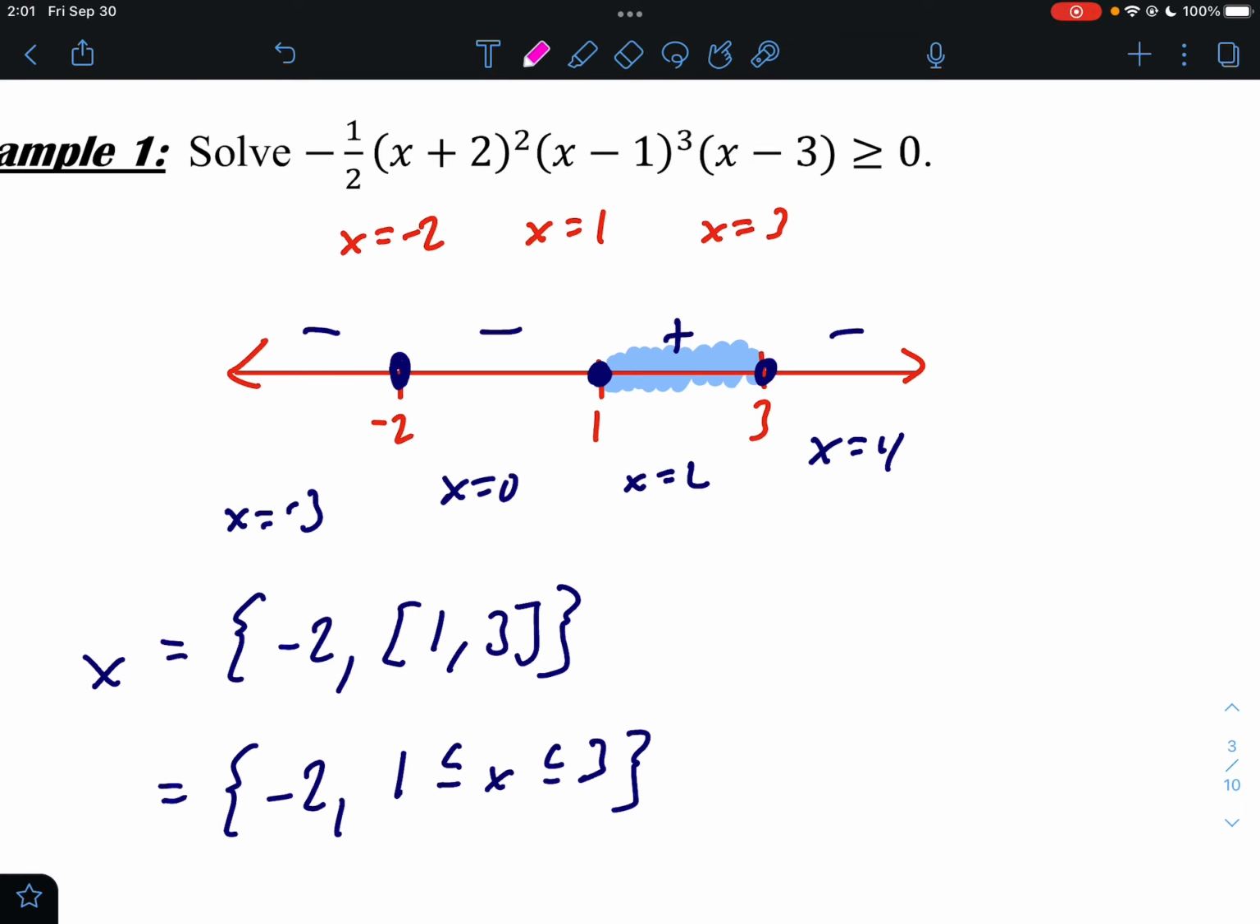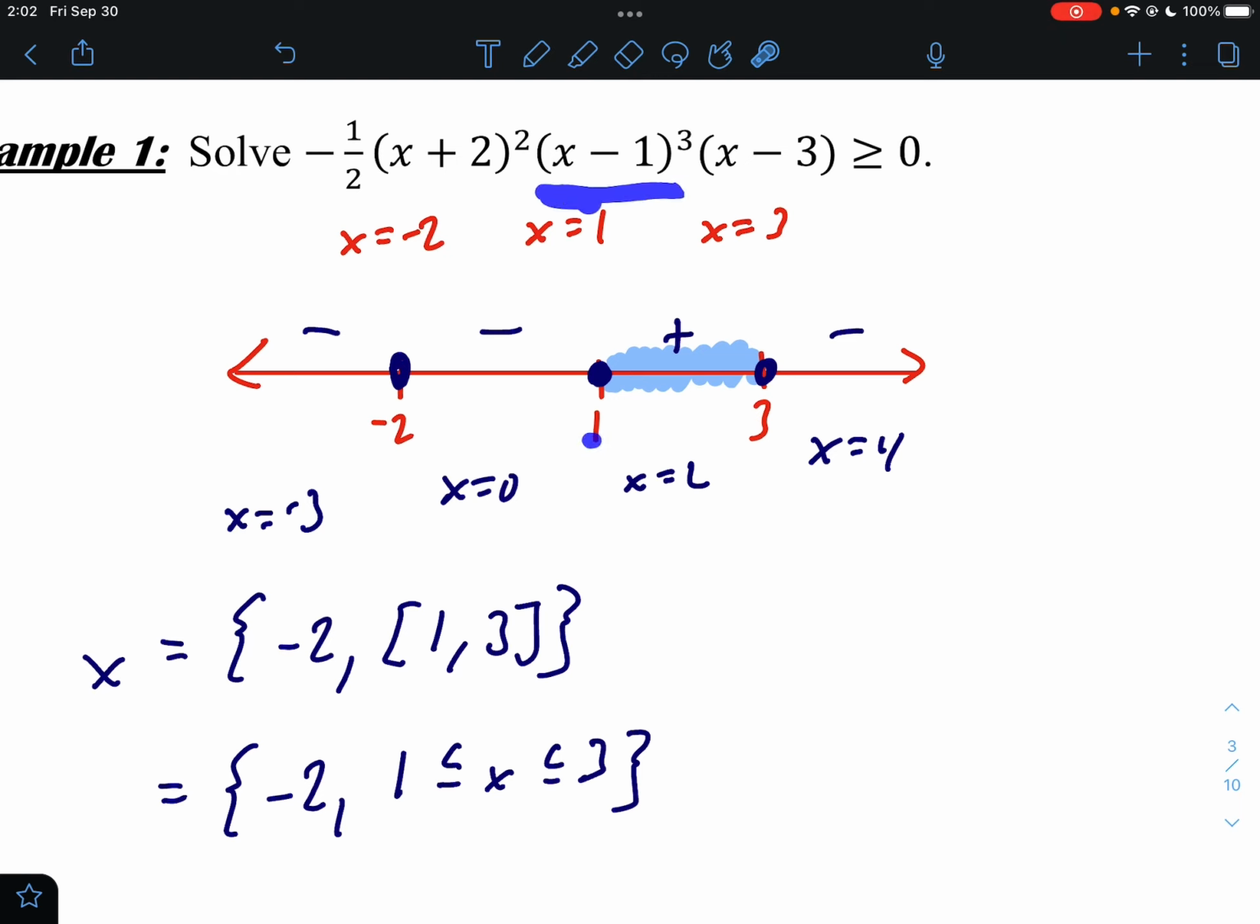Then you look at the multiplicity of each 0. So negative 2 is squared, right? It comes from here, which is squared. If this number is even, we don't change signs as we cross over that 0. So if this is negative, this is also negative.